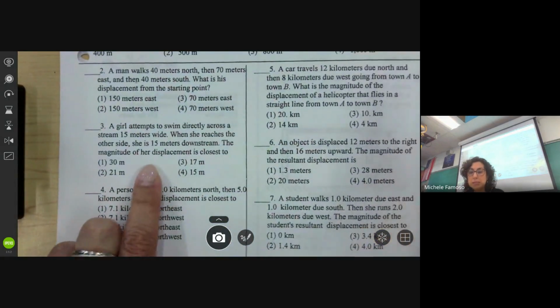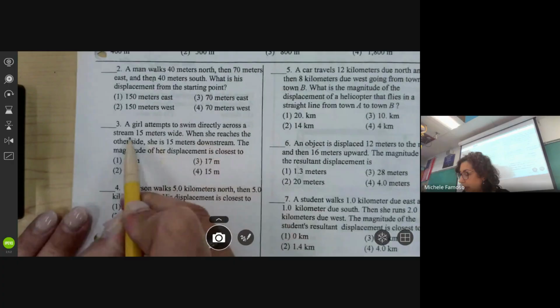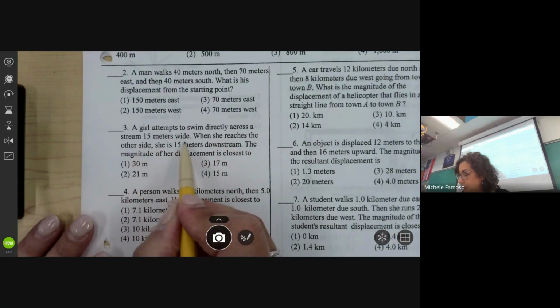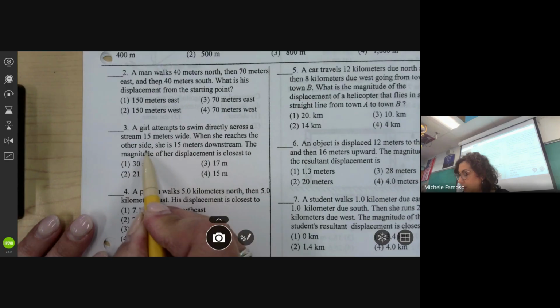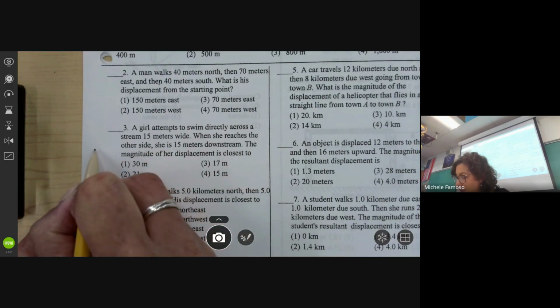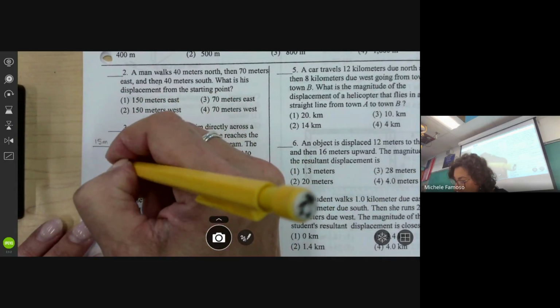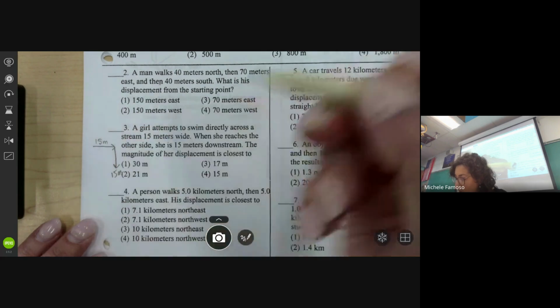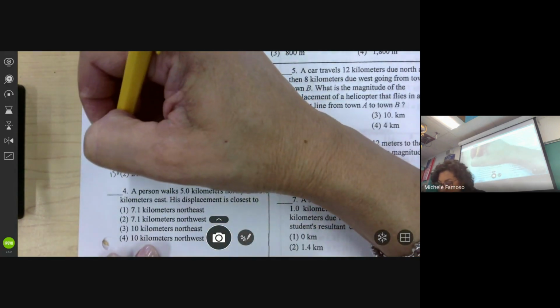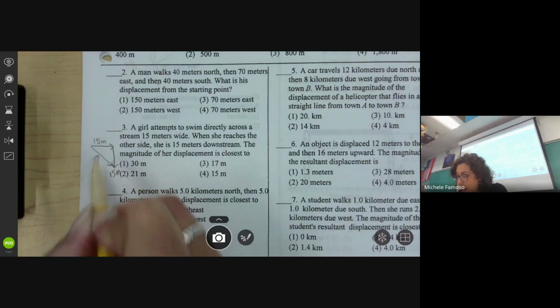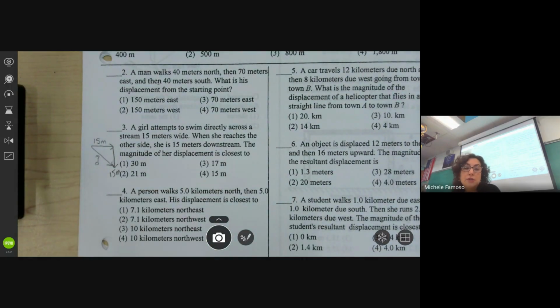Question number 3. This one says that she's swimming directly across a stream, which is 15 meters wide. And when she gets to the other side of the stream, she's 15 meters downstream. That means she went this way 15, but ended up 15 meters that way. So what is the displacement? The displacement here is the hypotenuse of that right triangle. So you would solve that using the Pythagorean theorem.